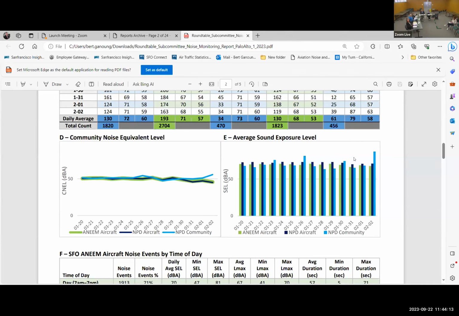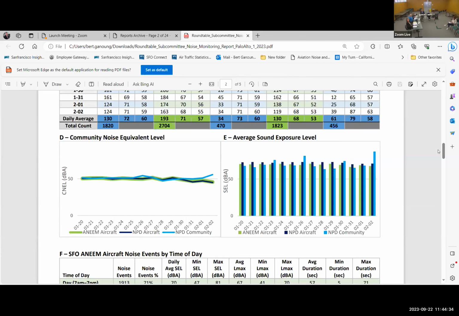The location is a pretty quiet location. There is a school nearby, so I'm thinking that these events were school days where things were going on. But in general, it's pretty quiet all the way across.